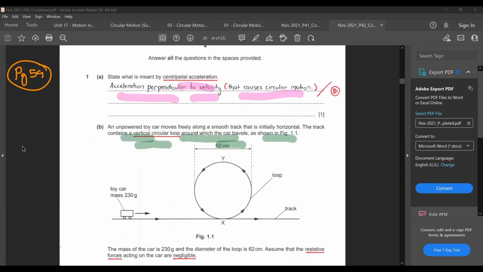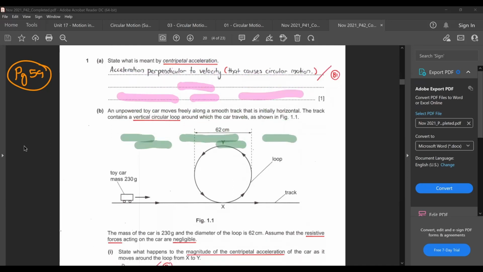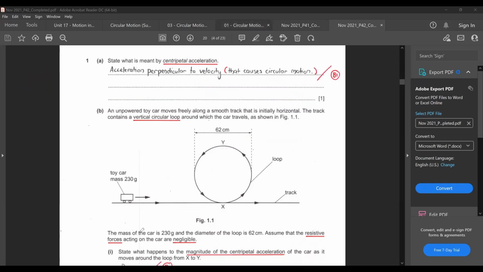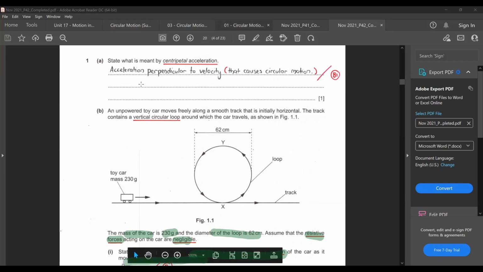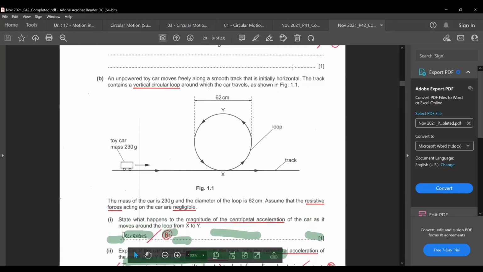Then after that, they tell you the mass of the car is 230 grams and the diameter of the loop is 62 centimeters. Assume that the resistive forces acting on the car are negligible. Now state what happens to the magnitude of the centripetal acceleration of the car as it moves around the loop from X to Y. What happens to the centripetal acceleration?